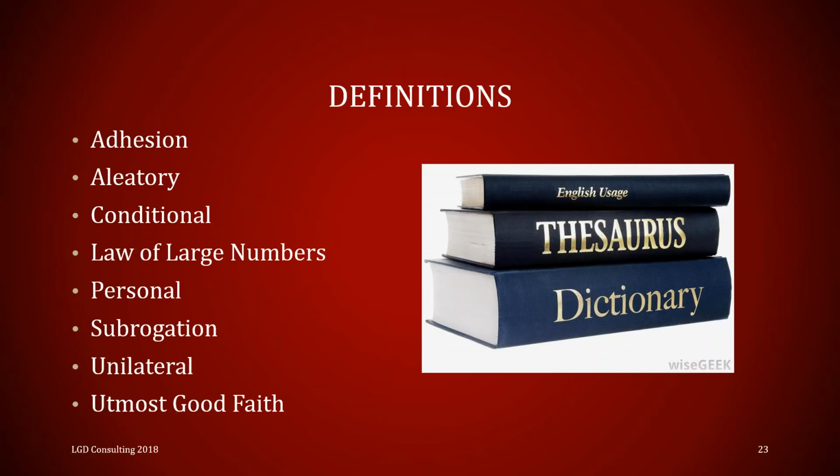Okay. Insurance is a personal contract. That means it's between the insured, the client, the first party, and the insurer, the company, the second party. So insurance is a two-party contract. That's what a personal contract means.